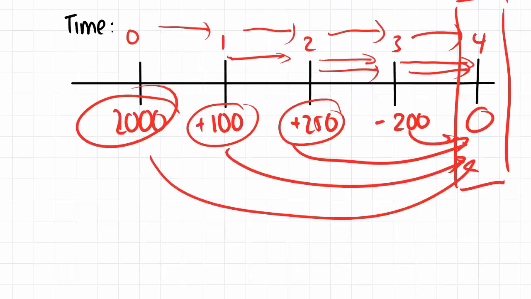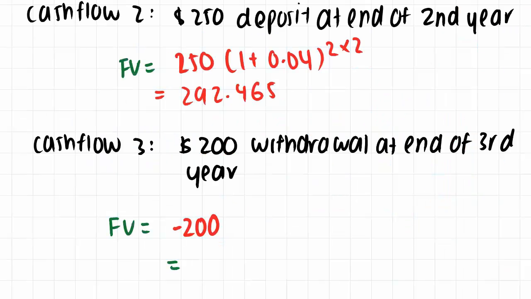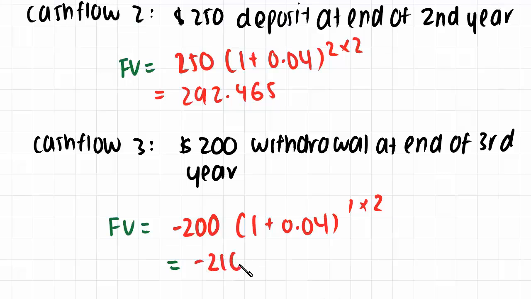So if we look here, from year 3 to year 4, there's only 1 year of compounding that it receives. So as a result, our formula would look like this. So 1 year of compounding times the number of compounds per year, that's 2, and that should give us a value of minus $216.32.